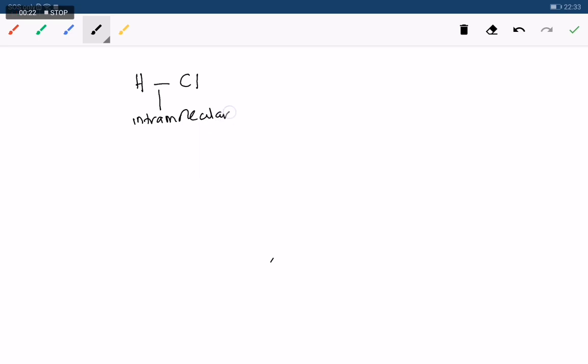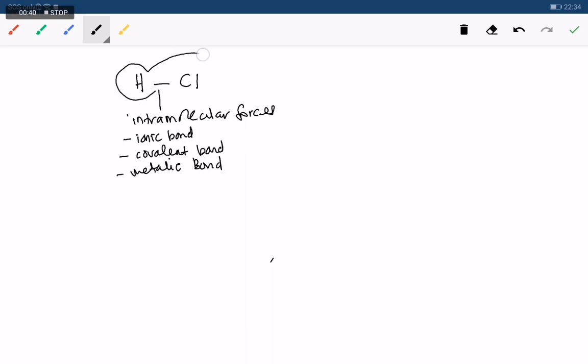intramolecular forces. Intramolecular forces can be divided into ionic bond, covalent bond and metallic bond. The bonding between an HCl molecule and another HCl molecule we call intermolecular forces.